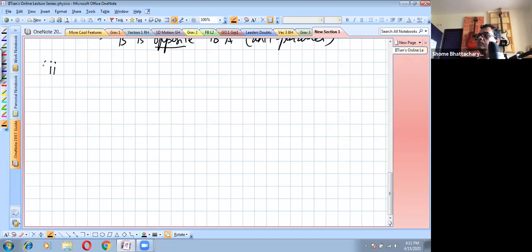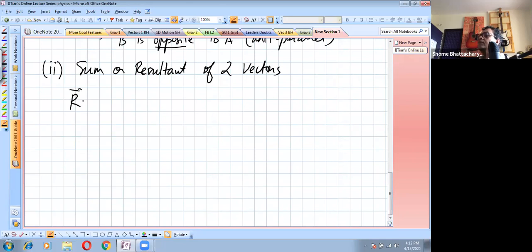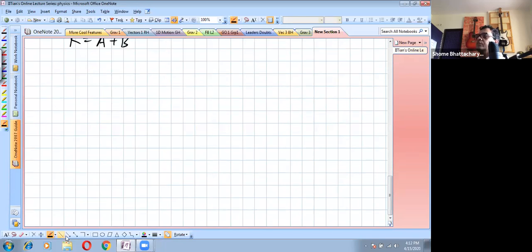So what we had learned last time is the sum or resultant of two vectors. We want to find the resultant sum of two vectors A and B. Now suppose the vectors are given in geometrical form. The vector A, for example, is given to me like this. It need not be parallel to the x-axis. It could be anywhere. So this is the vector A given to me.